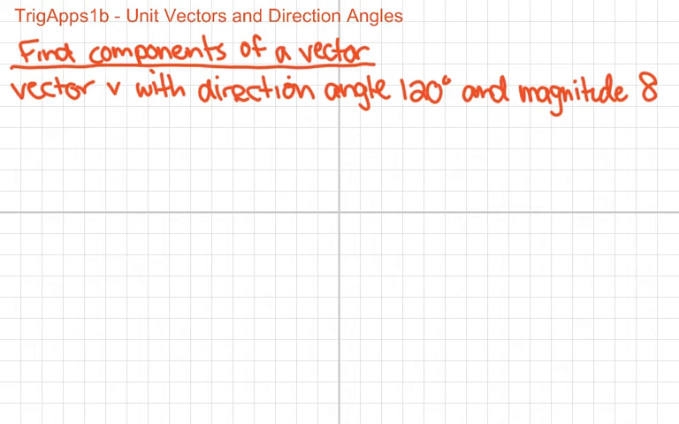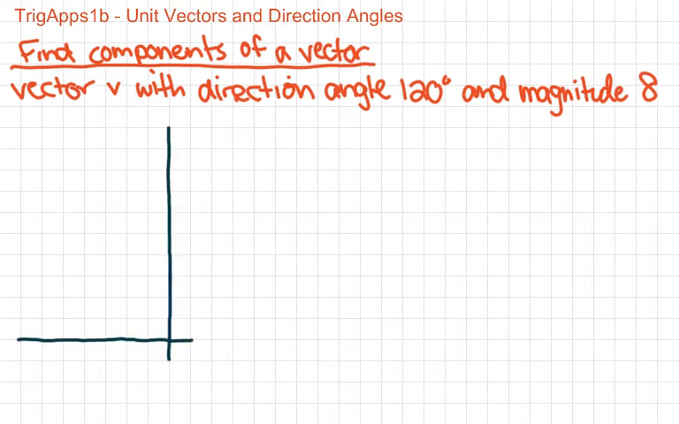Vector v with direction angle 120 and magnitude 8. The first thing I like to do with a question like this is to just give it a quick sketch. And we have this angle 120, which means that we have a 30, 60, 90 triangle. This is pretty good, I think. It means that the central angle is 120 degrees. That means this inside is 60 degrees.